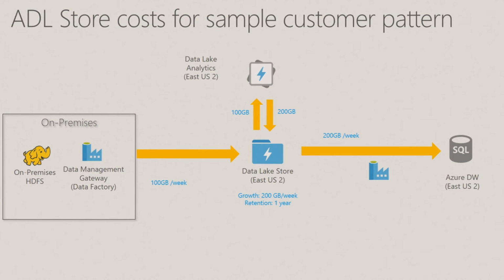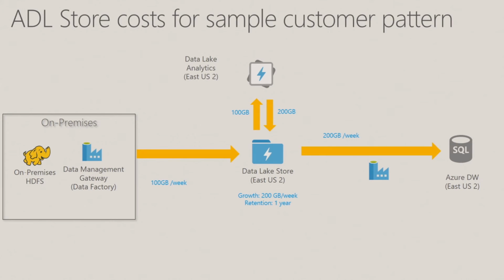So this is a common customer pattern. Data from on-prem, you're taking it to the cloud, you're analyzing it, you're visualizing it. Here you see about 100 gigabytes of data being loaded every week from on-prem. Then you're analyzing it and probably doubling it because you're enriching it or writing multiple files, so you see 200 gigabytes coming out. You're going to retain the data for a year in most cases. And then you move it every week to SQL Data Warehouse so that your business analysts can analyze it interactively.